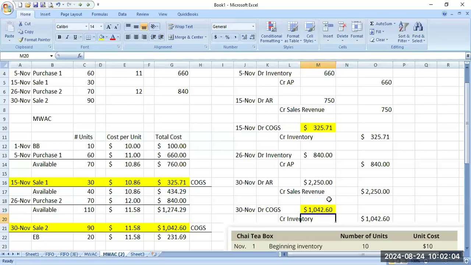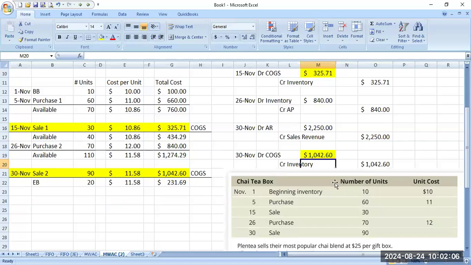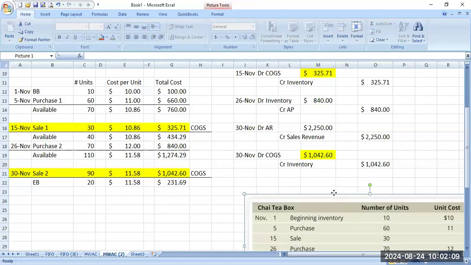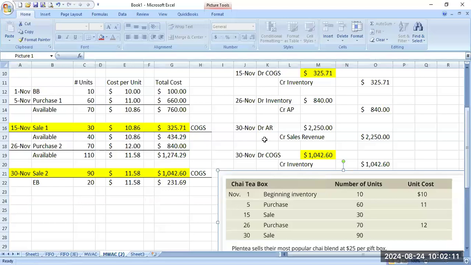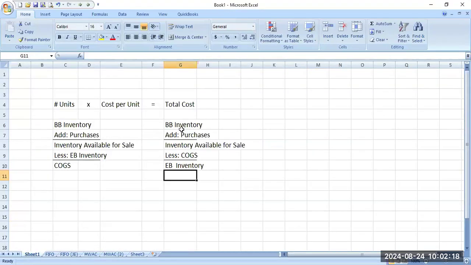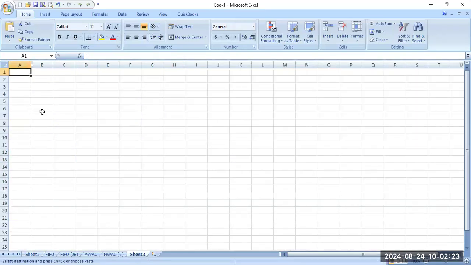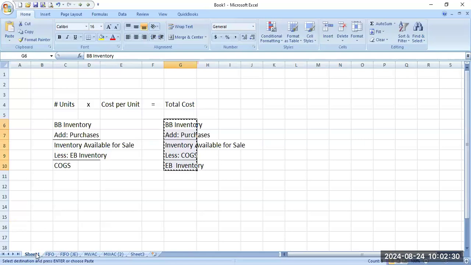Now, what we can ask ourselves at this point: is there any difference between one method and another method? Yes, there is. So where is the difference? The difference obviously is gonna lie in the cost of the ending inventory and cost of goods sold. In order to understand that, we have to compare both systems. How can we compare them? Well, very simple.